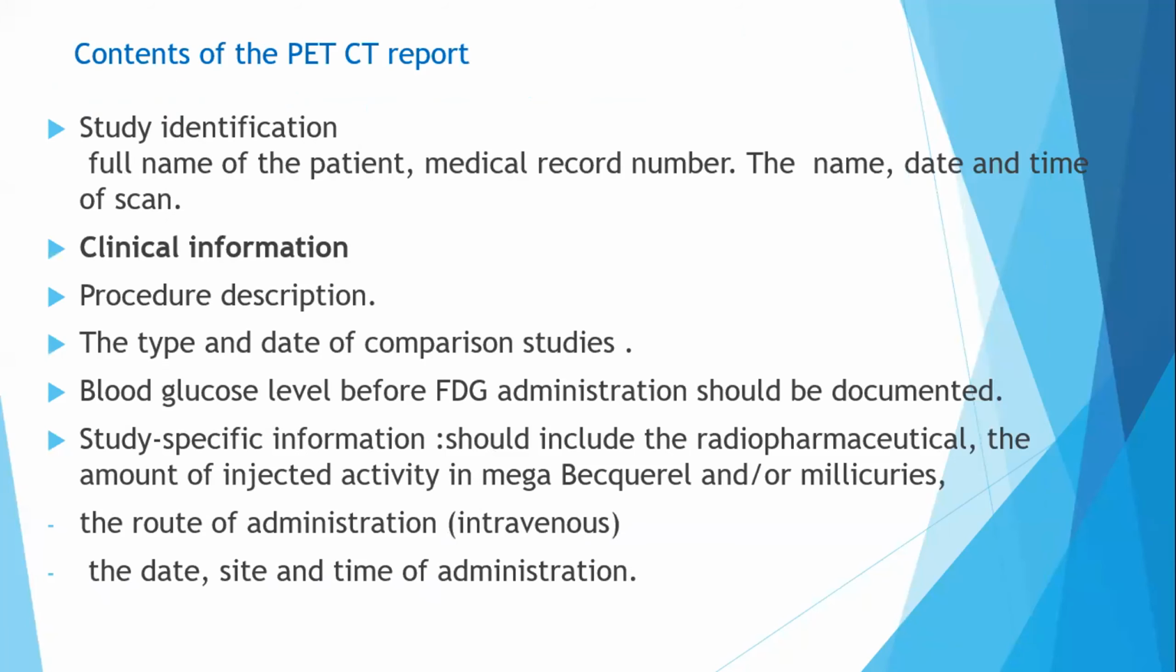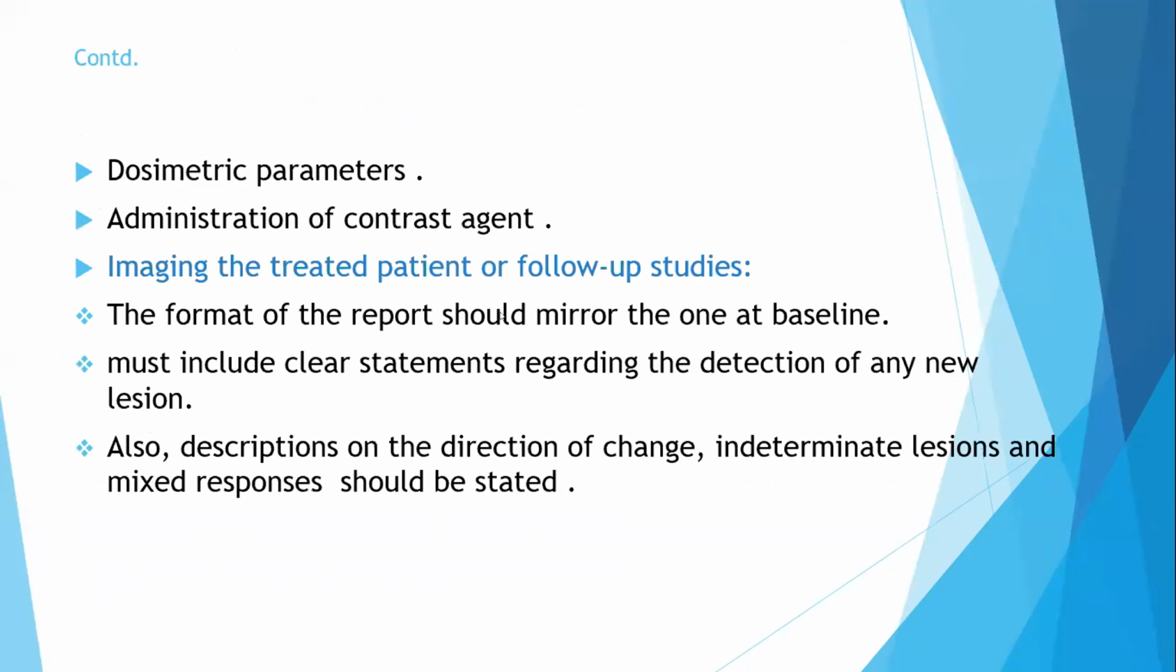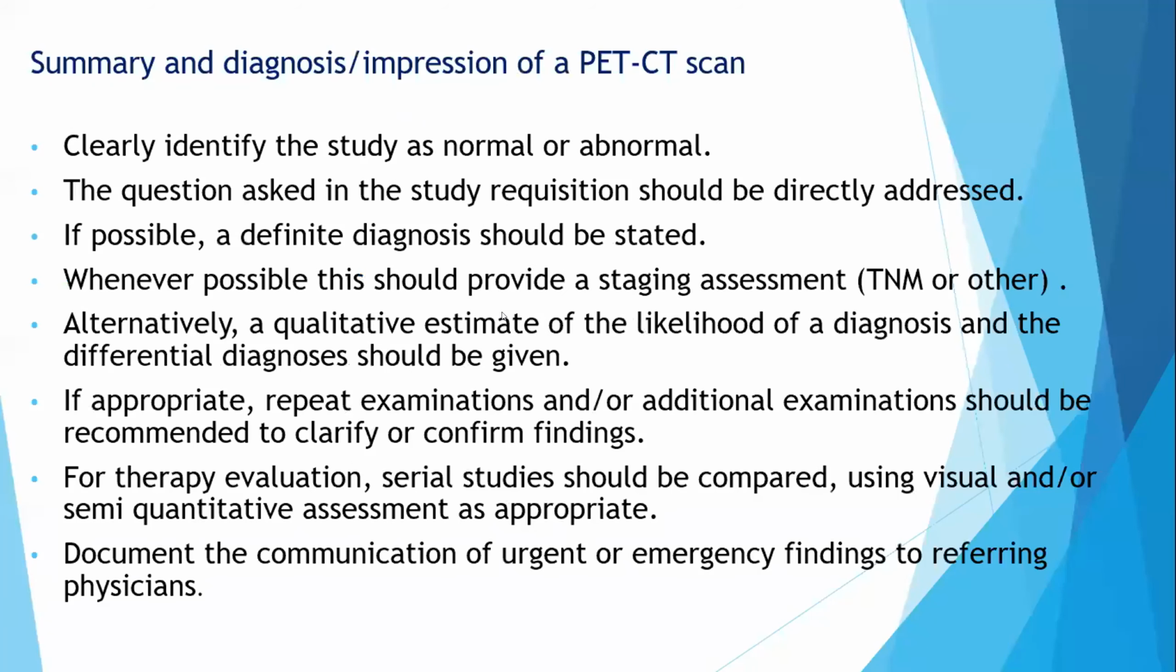What should be the content of the PET-CT report? Study identification, full name of the patient, clinical information, blood glucose level, and all the information regarding radiopharmaceuticals should be included. Dosimetric parameters must be included, and in the summary, we should clearly identify the study as normal or abnormal. If possible, a definite diagnosis should be stated.